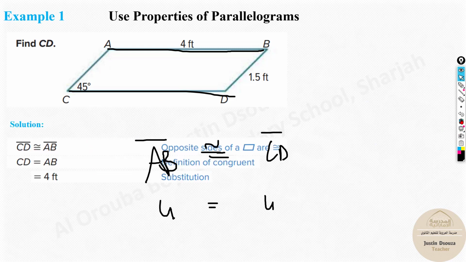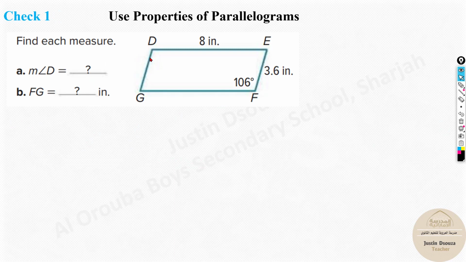That's the answer. Now let's see a check problem over here. Try this because this is a very simple, very easy chapter. Please do try this. Now they have given the measure of F and the sides. Two sides are given. You need to find the measure of D. If this is 106, it's the same thing. This also is 106. And if this is FG, okay, the opposite side is known. D is 8. FG is equal to 8. That's it. That is how we solve this.